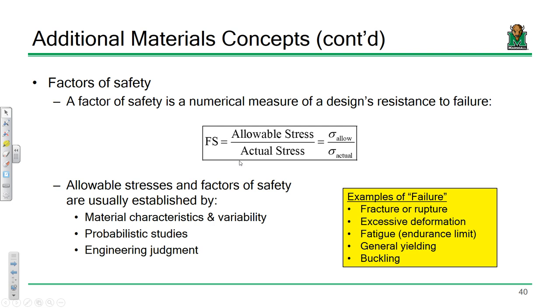Now, when I say actual stress, I'm talking about the actual stress that will cause failure. And failure is a term that tends to get thrown around kind of loosely in civil engineering. So what I mean by failure are things like fracture or rupture, or maybe the element is deflecting too much. I'm getting too much deformation. Maybe I've exceeded its fatigue threshold. Maybe it's just yielding. If we're talking about an element in compression, maybe we're talking about buckling. So just be clear, when the word failure is thrown out, it could mean a lot of different things. Okay, everybody okay with that?